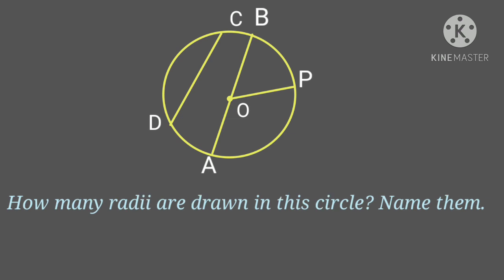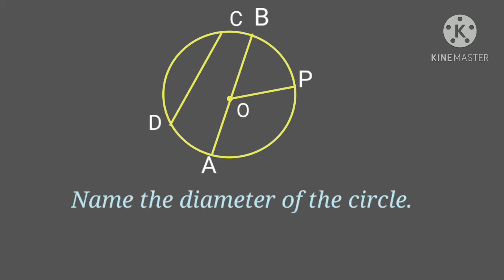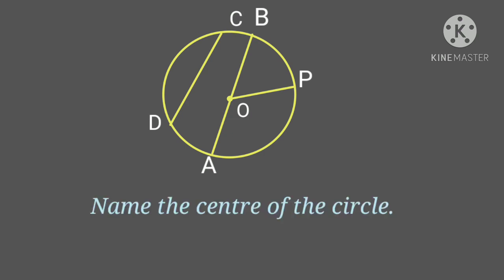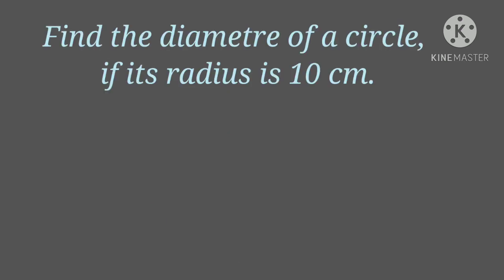Next question. How many radii are drawn in this circle? Name them. One radius, that is OP. Next question. Name the diameter of the circle. Answer is AB. Next question. Name the center of the circle. Answer O. Another question. Find the diameter of a circle if its radius is 10 centimeter.